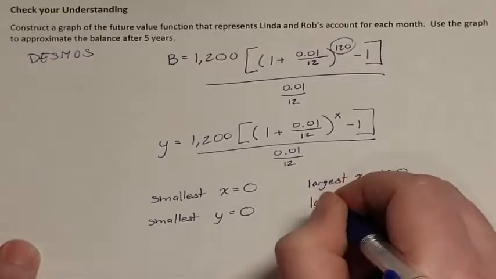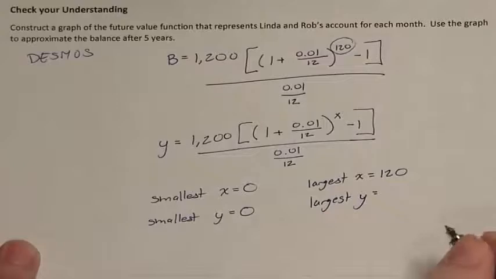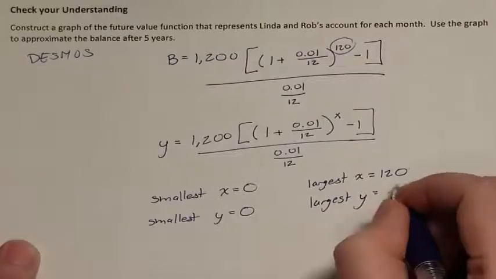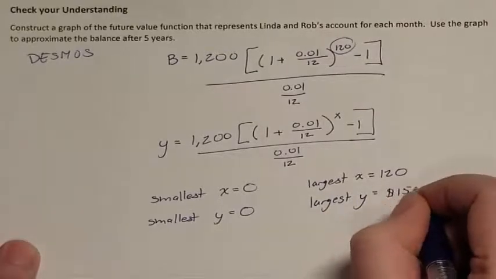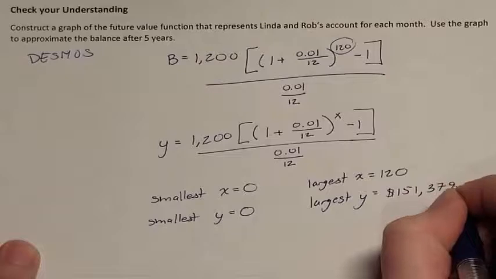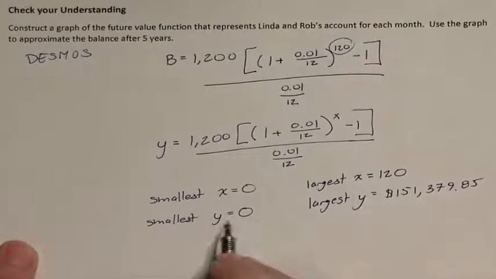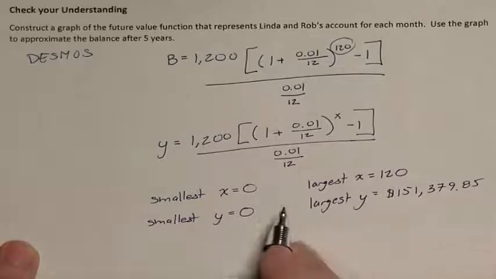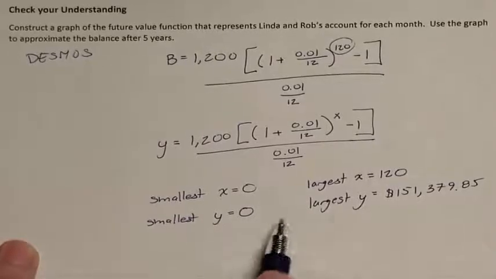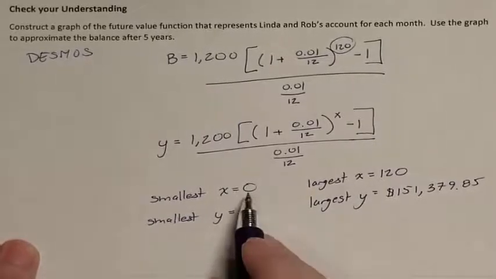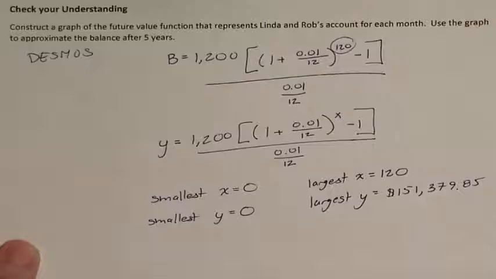What is my largest y? Well, we noticed when they did 120 that our answer was $151,379.85. That was our answer. This was for 10 years. So we want to know 5. We want to know the in-between. So we're going to go ahead and graph this on Desmos using these constraints for our x and our y.